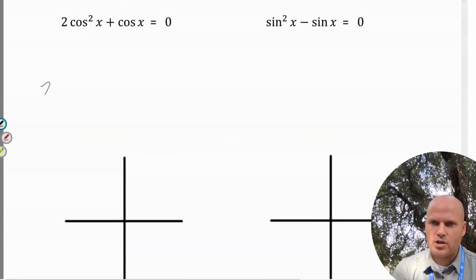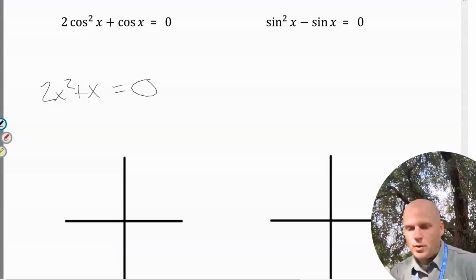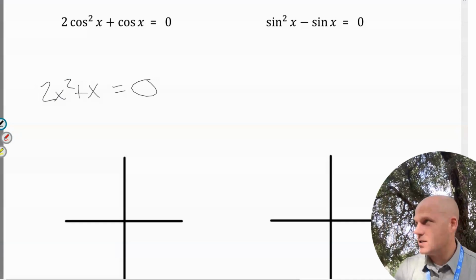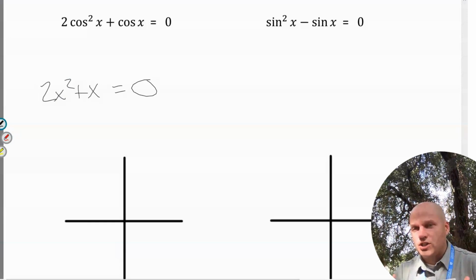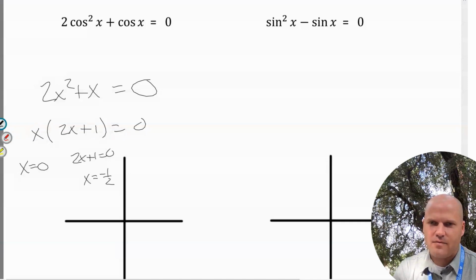Well, if I gave you the question 2x squared plus x equals 0, how would you solve this equation? Whenever we have x squareds and x's, we have a quadratic equation. We always want to look to factor to help us solve. You can factor out the common factor of an x. And then you have two different equations. We have x equaling 0. We have 2x plus 1 equaling 0, or x equals negative a half.